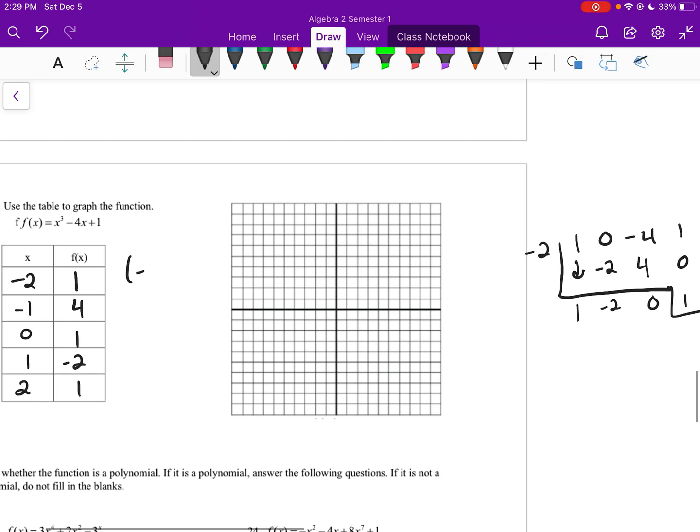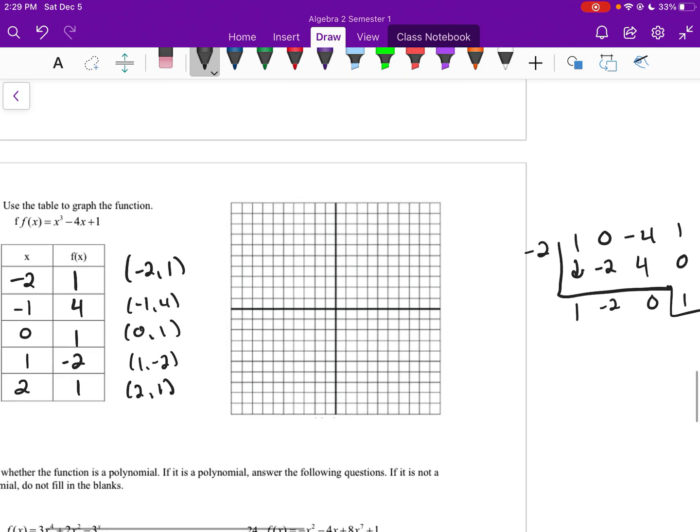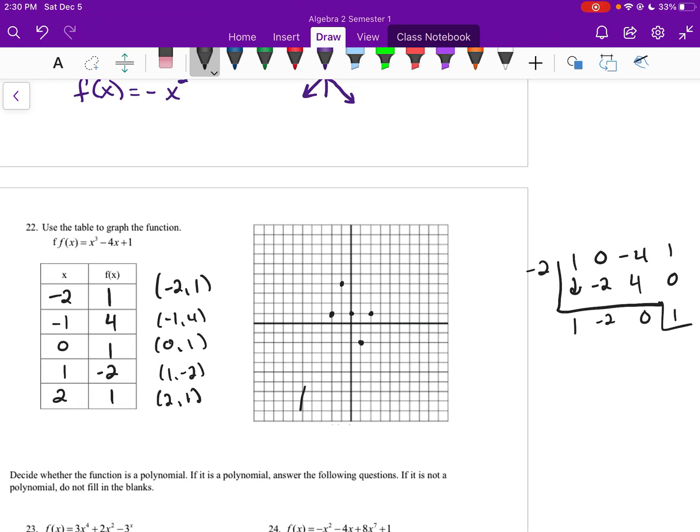Now, from there, we have points: -2, 1; -1, 4; 0, 1; 1, -2; and then 2, 1. Plot those points: -2, 1; -1, 4; 0, 1; 1, -2; 2, 1. And now, we have an odd degree function, so we should be going in opposite directions, and it's a positive leading coefficient. Therefore, it should look like a positive slope, so I should end down here and end up here.